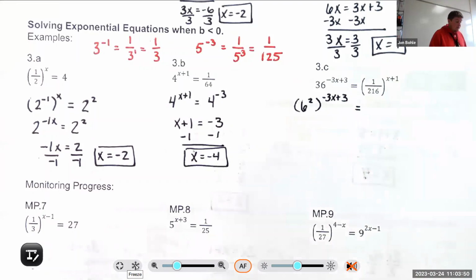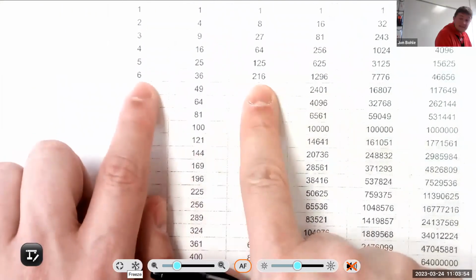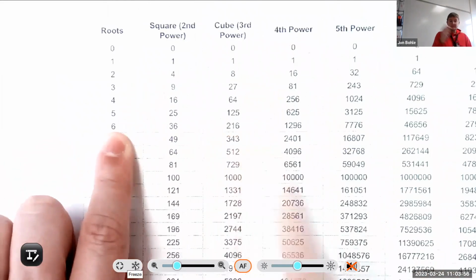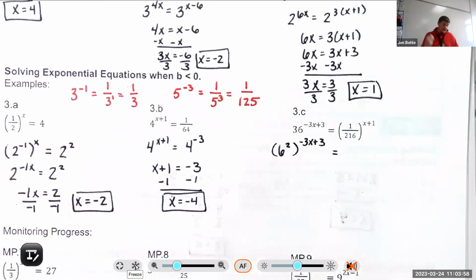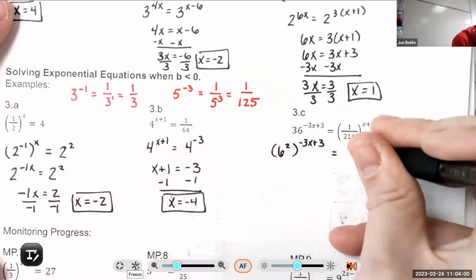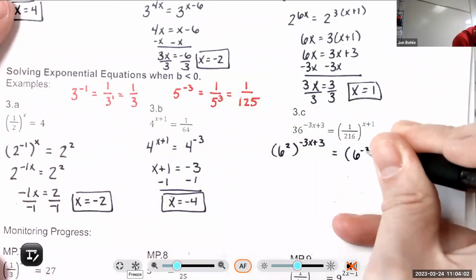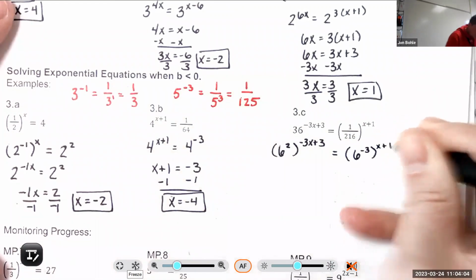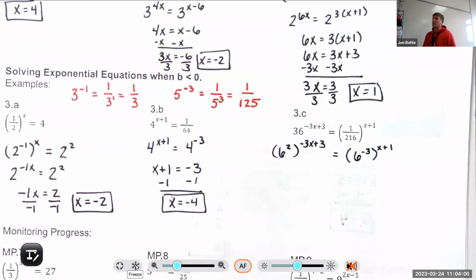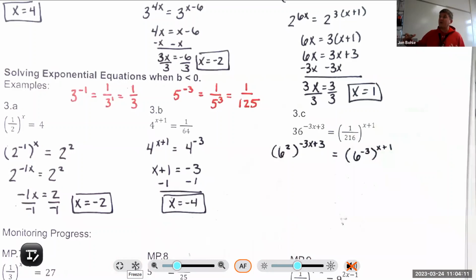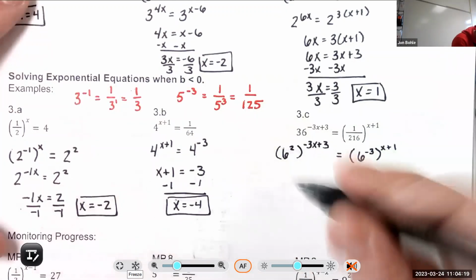Now 1 over 216. It's not 6 to the third, because 6 to the third is 216. But the negative third will be correct there. So if the number you have here is a fraction, it's going to be a number to a negative exponent. All right, power to power, I multiply.